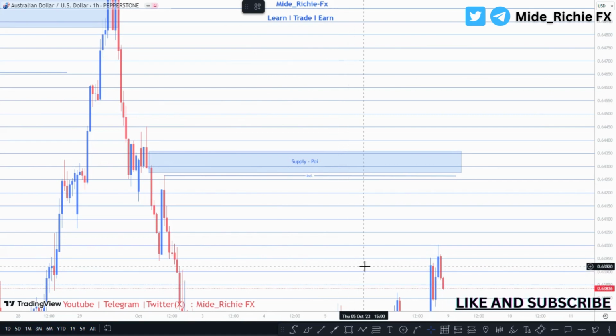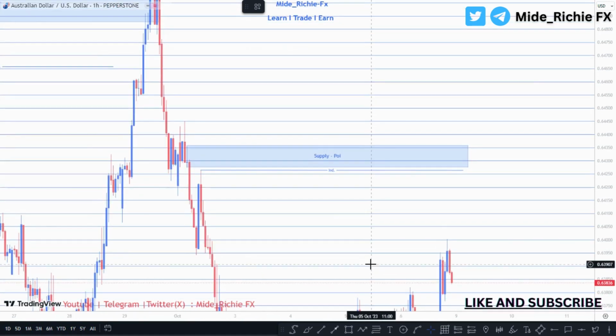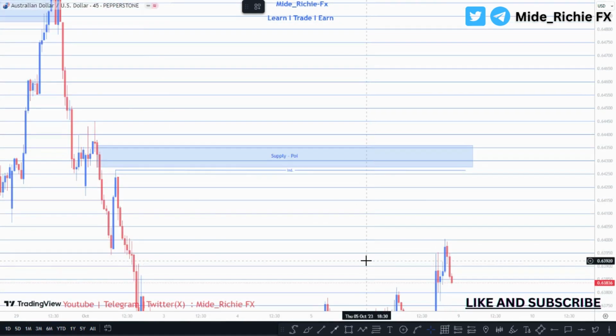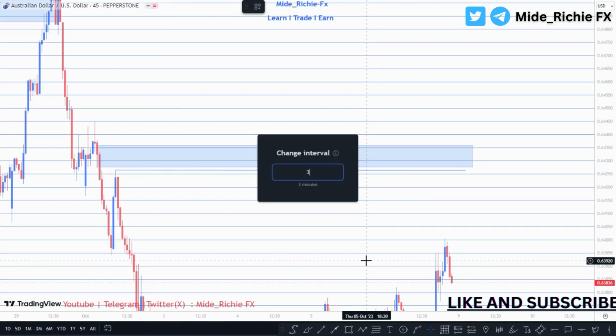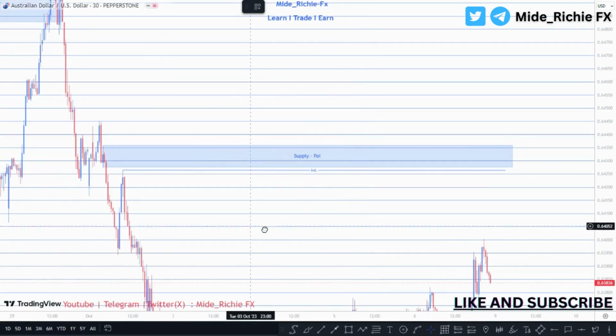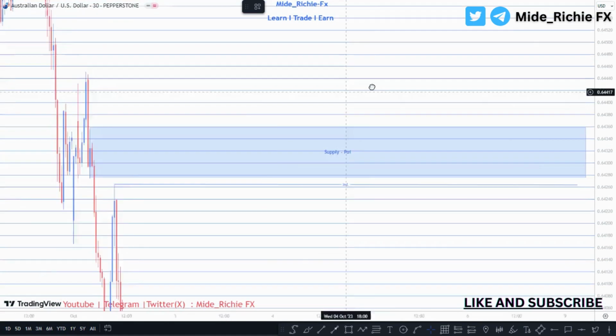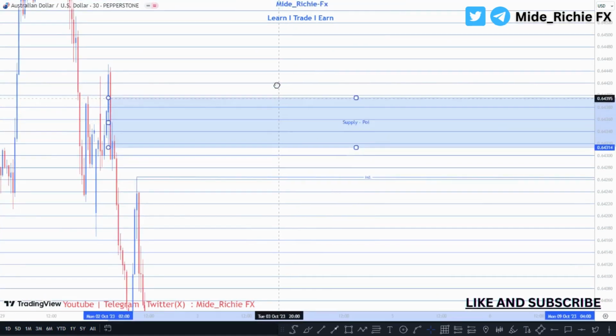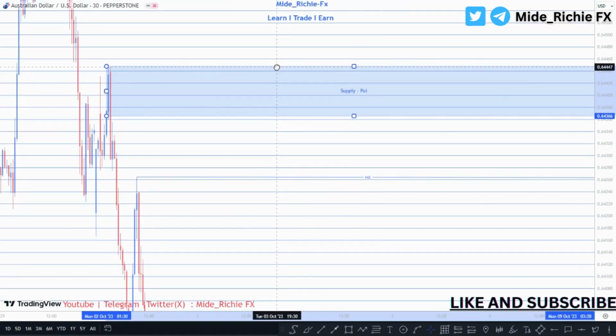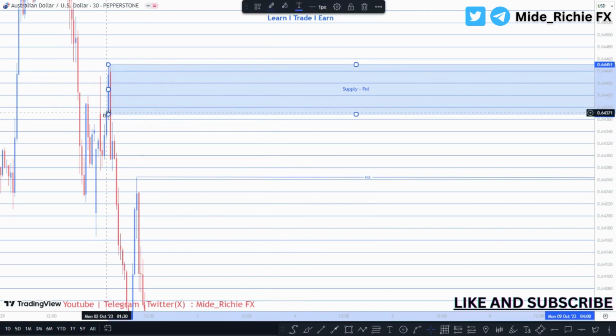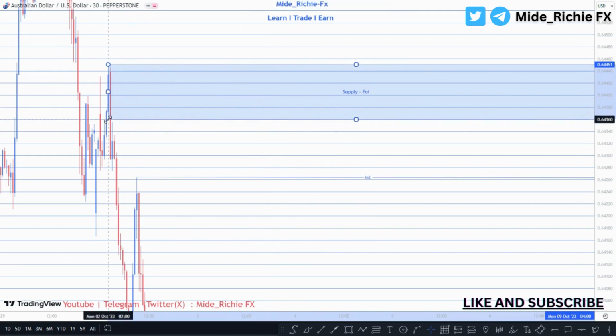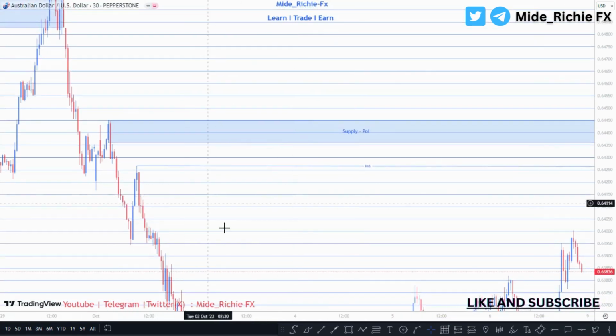Okay, that will be our supply zone and our point of interest. Let's go to the 45 minutes to see if we can see something clearer. Okay, the 30. I think we just need to shift the supply zone to somewhere around here. All right, somewhere around there. So that's a very neat supply zone right there.